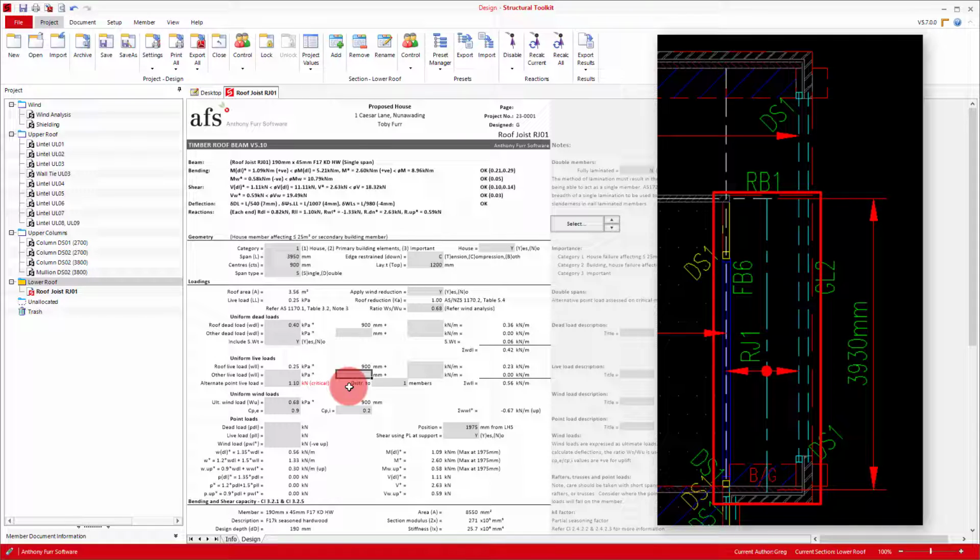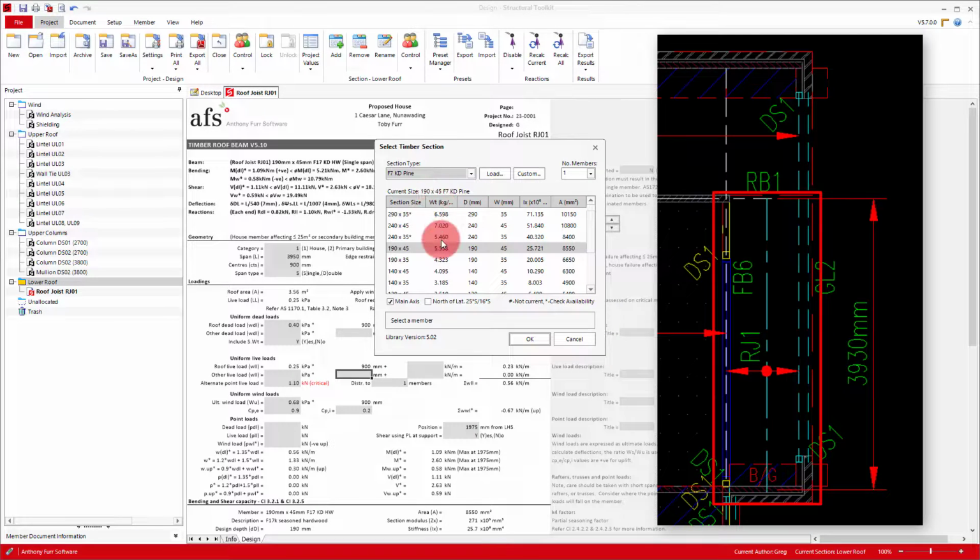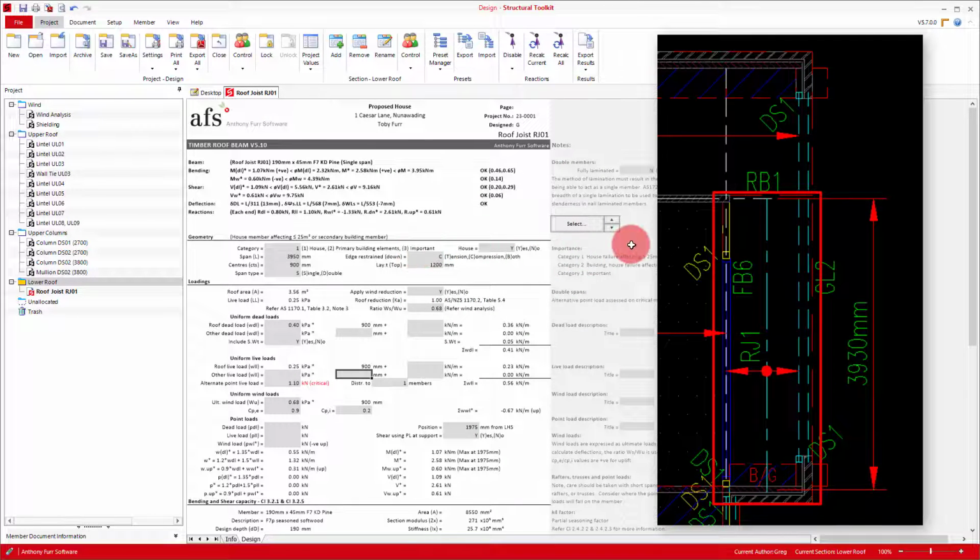If we first look at F7 KD pine, we can see we'll be able to get a 190 by 45 to work. Like the previous video, we'll be aiming for span on 300 for deflection. We briefly touched on it earlier, but the available depth within a roof structure is a key aspect to think about when selecting a timber size.